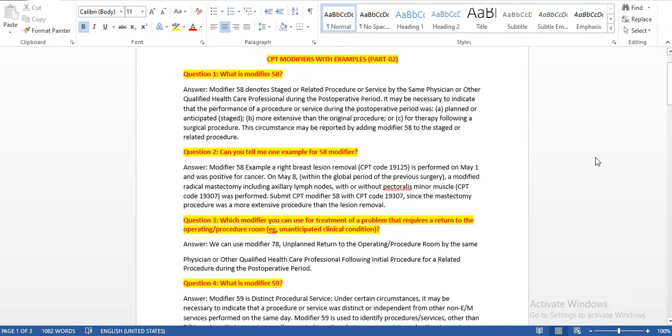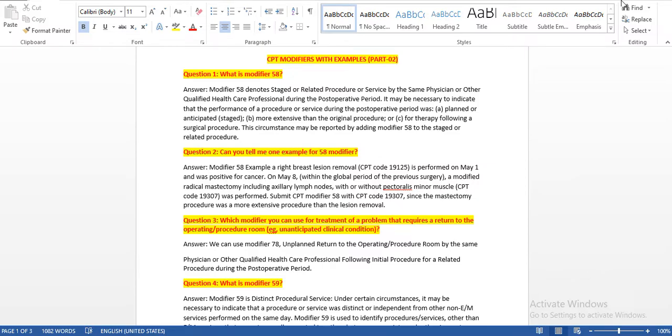Question 1. What is modifier 58? Answer. Modifier 58 denotes a staged or related procedure or service by the same physician or other qualified healthcare professional during the postoperative period. It may be necessary to indicate that the performance of a procedure or service during the postoperative period was planned or anticipated, more extensive than the original procedure, or for therapy following a surgical procedure. The circumstance may be reported by adding 58 to the staged or related procedure.